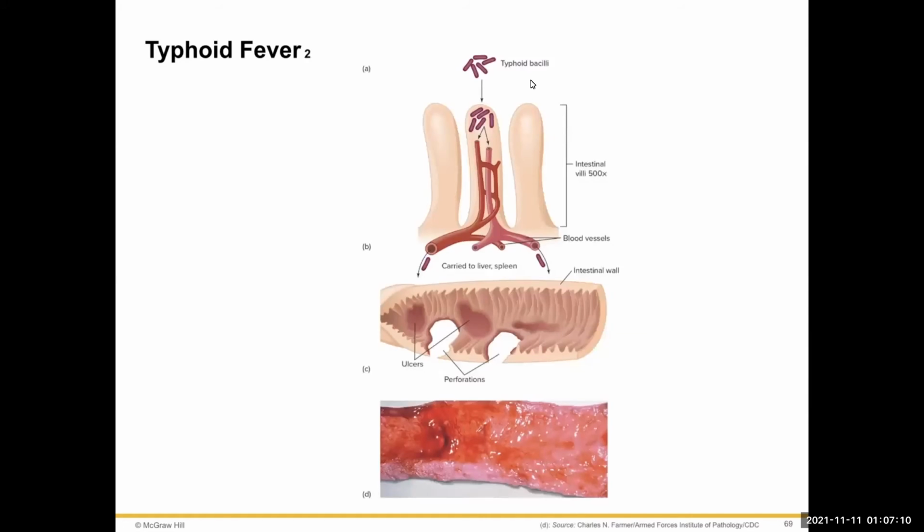Typhoid fever, this is the typhoid bacilli. They get into the, what are those called? I'm drawing a blank, the pili of the small intestine that line the wall. They get in there and go into the bloodstream, causing septicemia. They're carried to the liver or the spleen by the blood vessels. You see the intestinal wall, and it infects the intestinal wall. And you see the perforations in the intestinal wall called ulcerations. You see some of the ulcerations inside the intestinal wall right there from the typhoid bacilli.